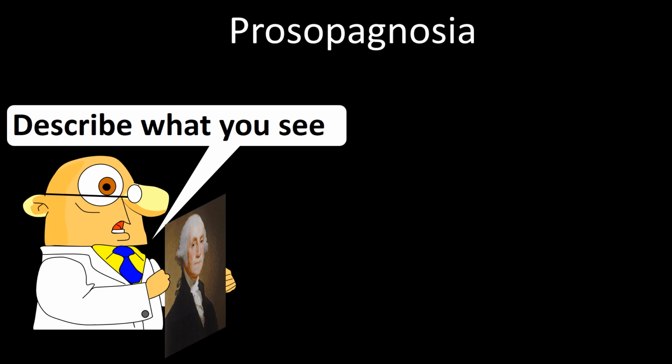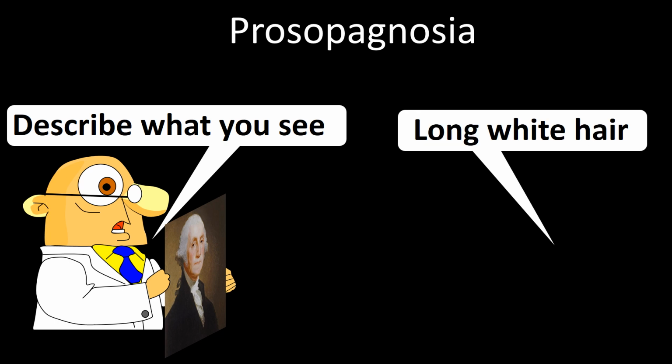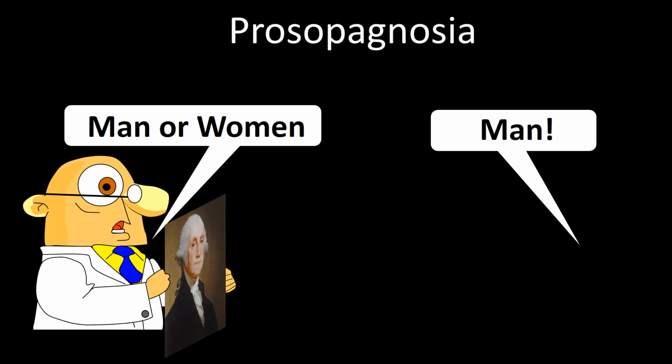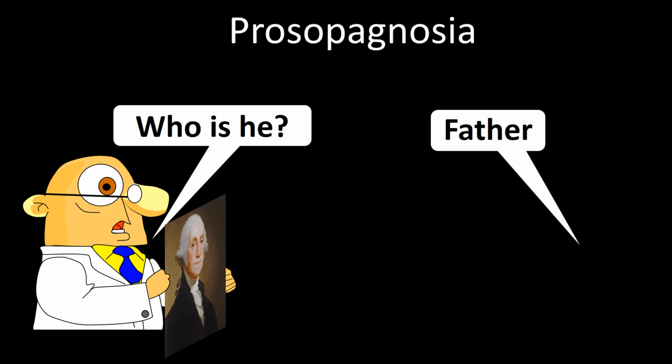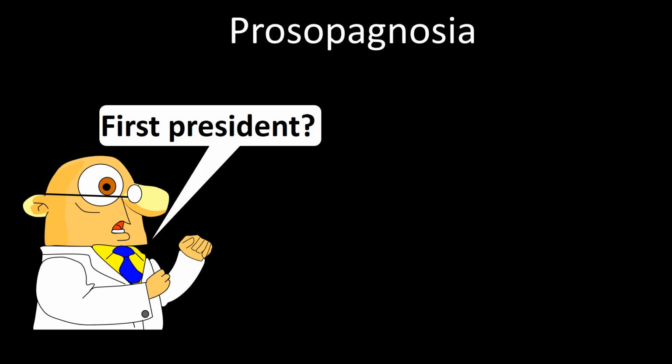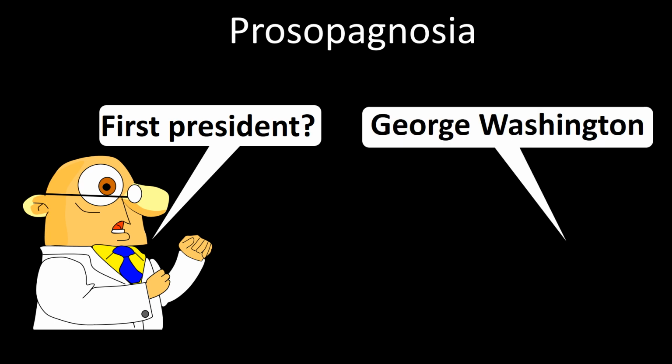Then when we ask the patient to describe what he sees, the patient appropriately recognizes the individual features and can describe them and make sound conclusions, even to the point of changing their original answer, like in this case to father. Then you put the picture away and ask, who was the first president of the United States? The patient will answer correctly.